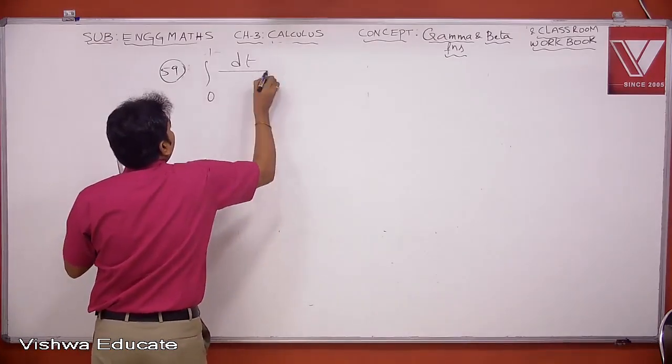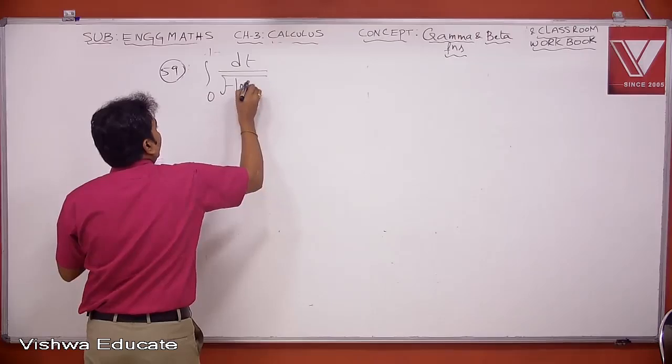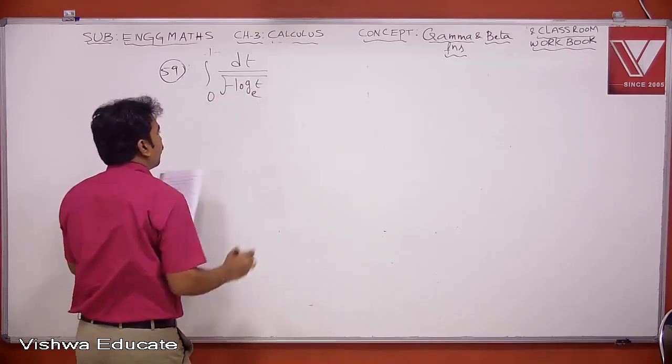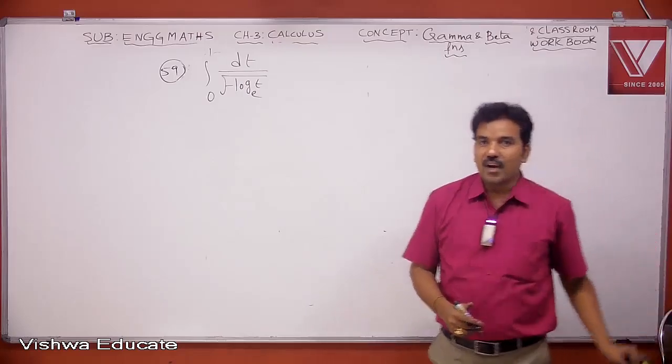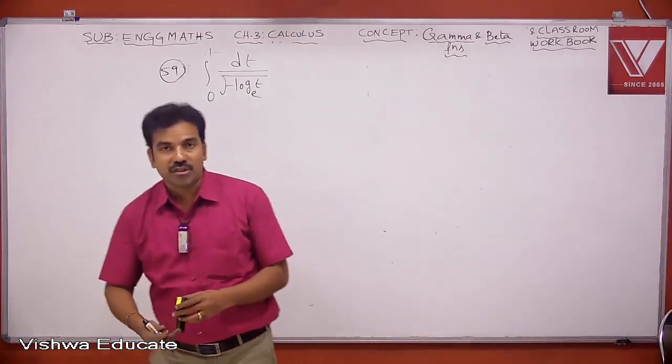Integral 0 to 1, dt by square root of minus log t to the base e is what? So options are given. Let us see how to handle this. It is quite interesting question.